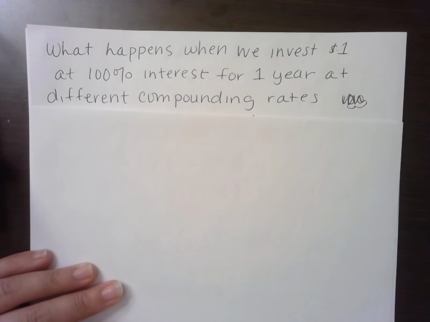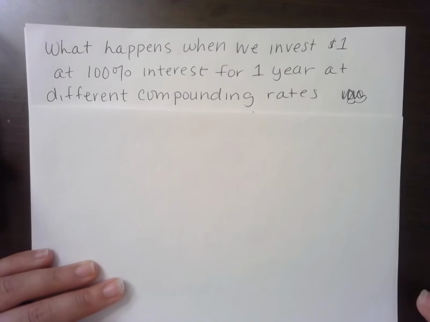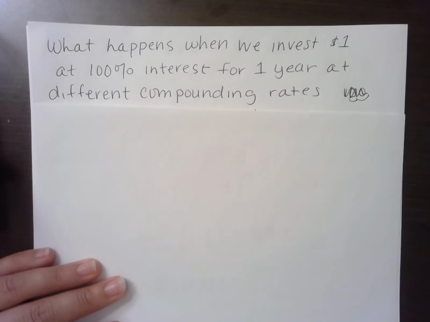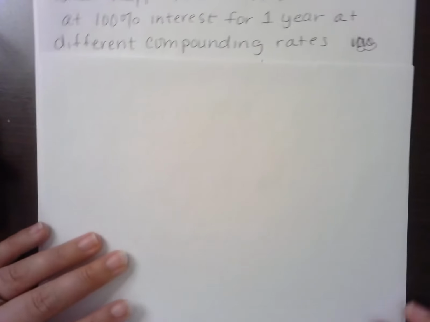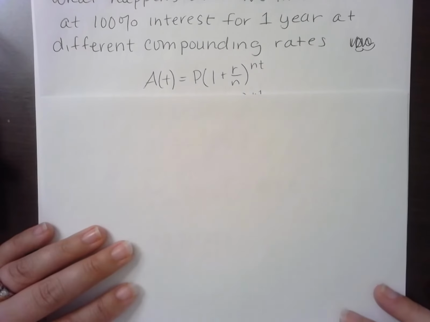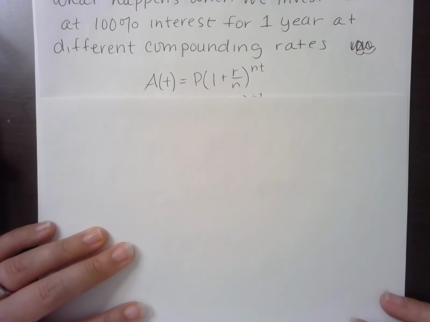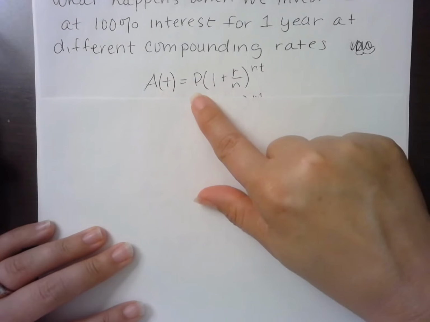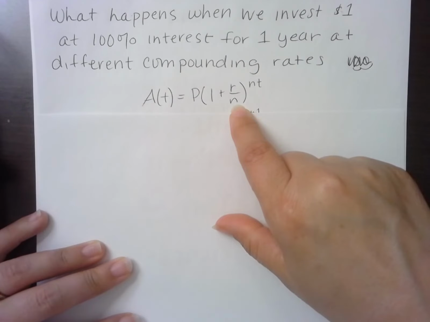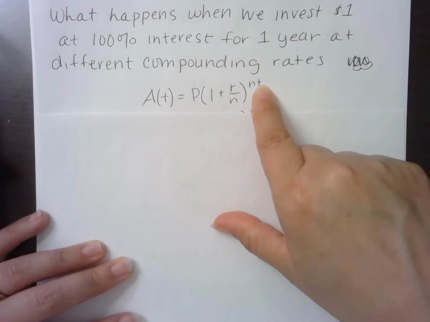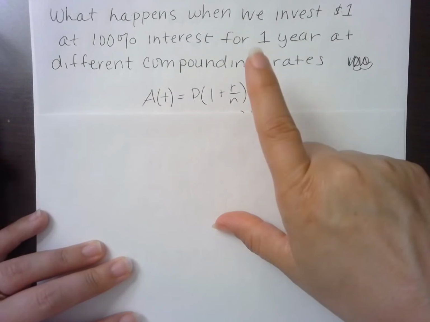But we're going to look at what happens when we invest $1 at 100% interest for 1 year at different compounding rates. Now, I know that it's unrealistic that somebody's going to pay us 100% interest, but it's only on $1, so we're going to go with it, okay? So we have our compound interest formula here, which we learned last time. A of t equals P times (1 plus r over n) to the nt, where P is my initial value, r is the rate expressed as a decimal, n is the number of times it's compounded, and t is our amount of time in years.